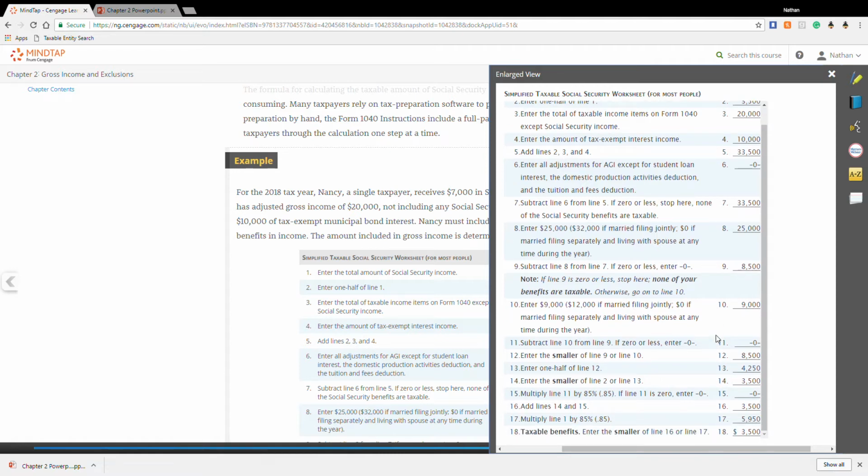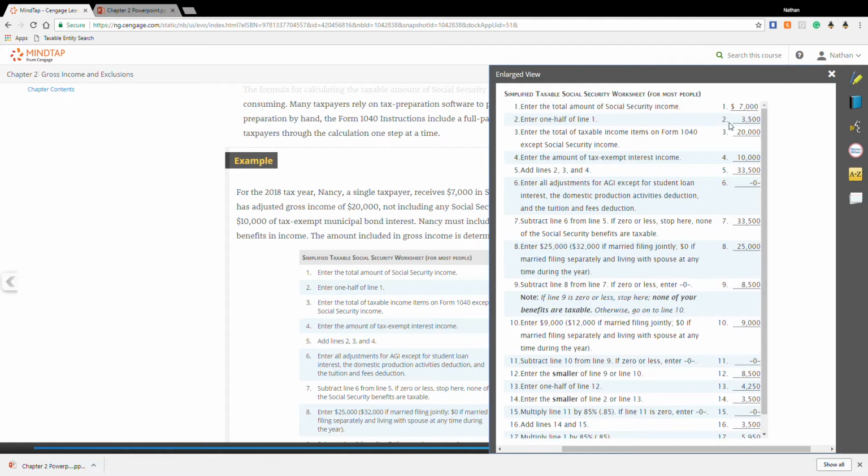If it's greater than 0, we figure out the rest. So enter 9,000. Subtract the lines. If less, we put 0. Enter the smaller of line 9 or line 10. We enter in 8,500. Enter 1/2 of line 12, 4,250. Enter the smaller of line 2 or line 13. Well, line 13 was 3,500. This is the lesser. Line 2 was.